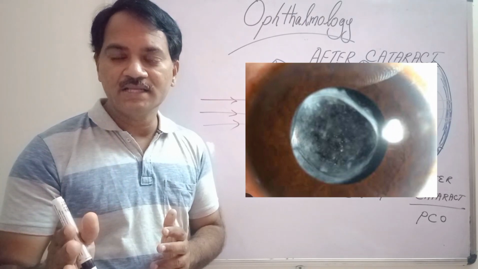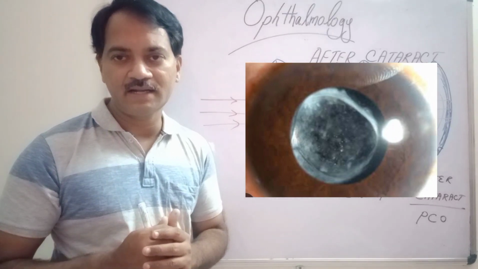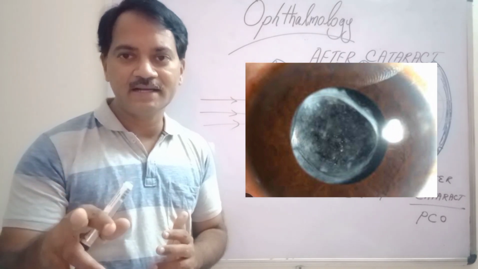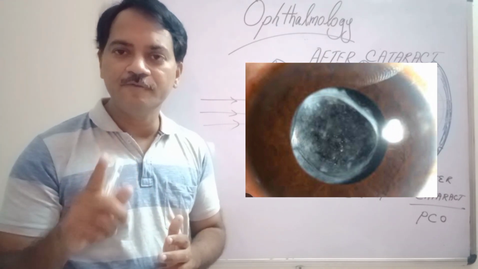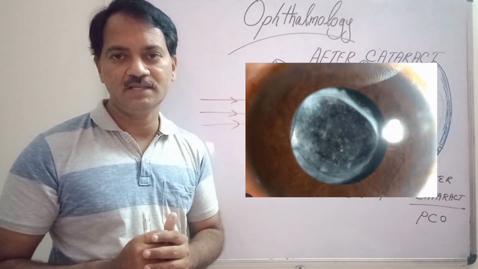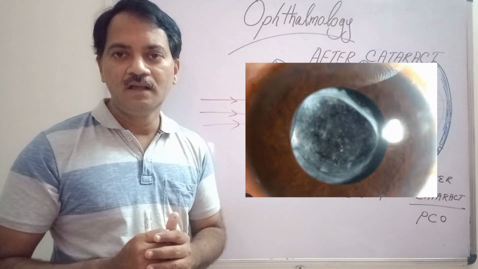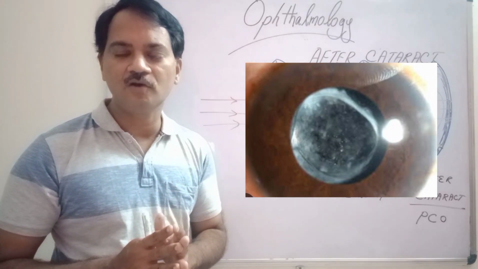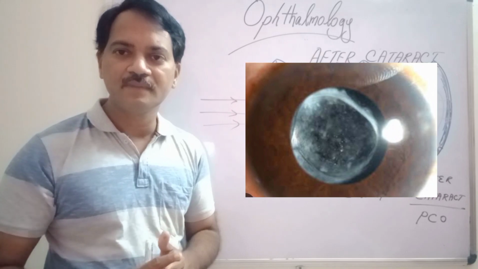This is called as after cataract, a cataract developing after a cataract surgery. The other name for it is posterior capsular opacification. What is this posterior capsular opacification or after cataract?